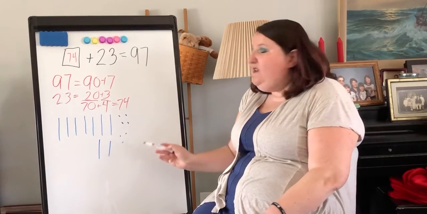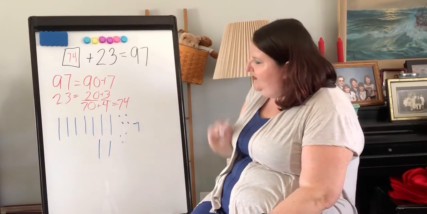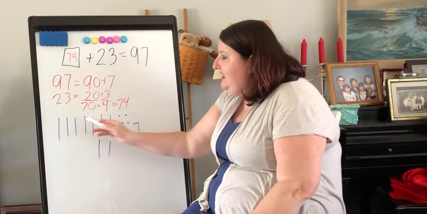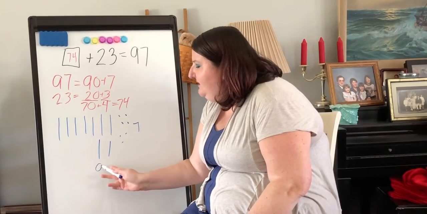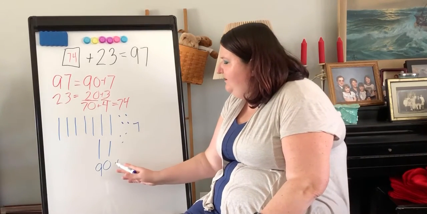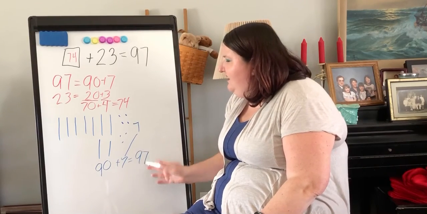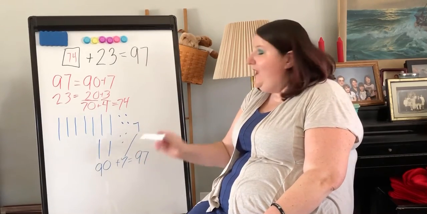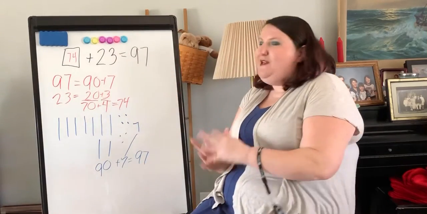When combining the ones, I have 4, 5, 6, 7. When combining the tens, I have 7, 8, 9, 10, which is 90. 90 plus the 7 gives us 97. So 74 and 23 does give us 97. So boys and girls, this equation is correct.